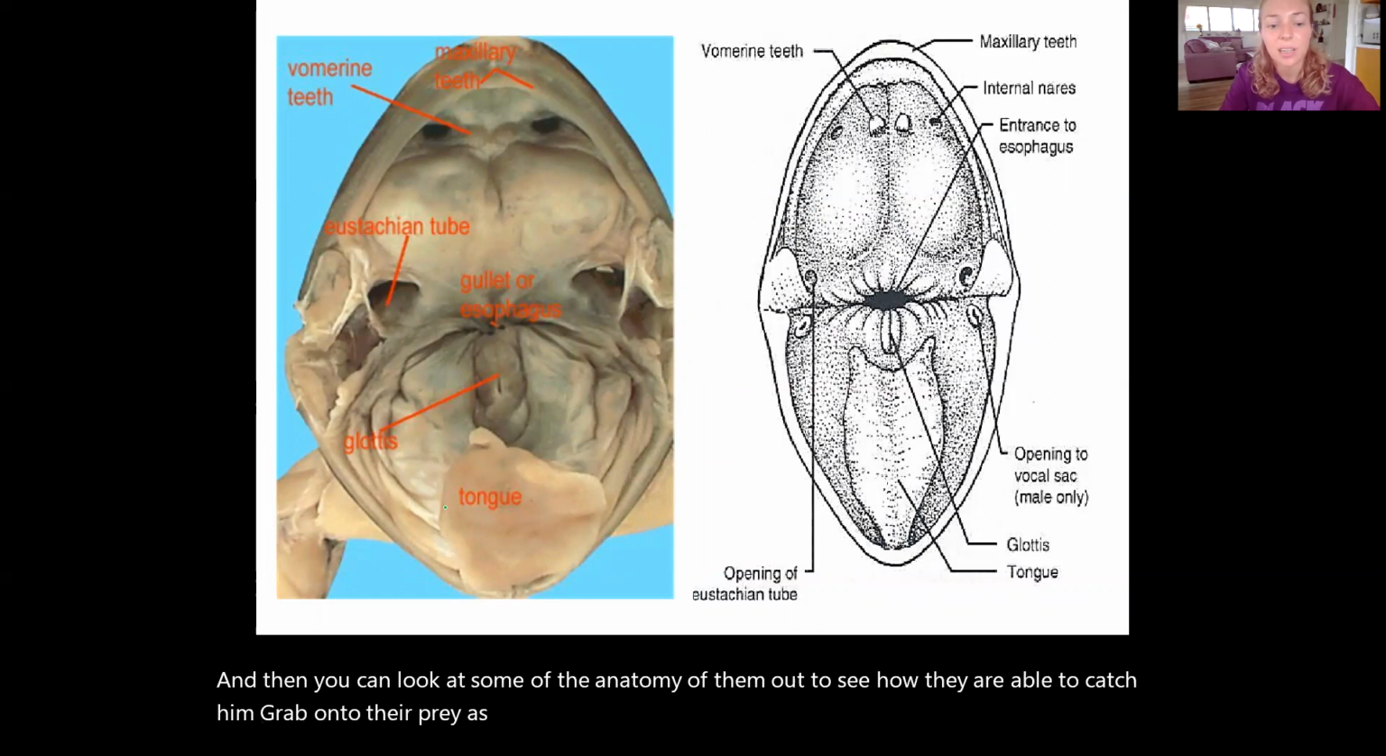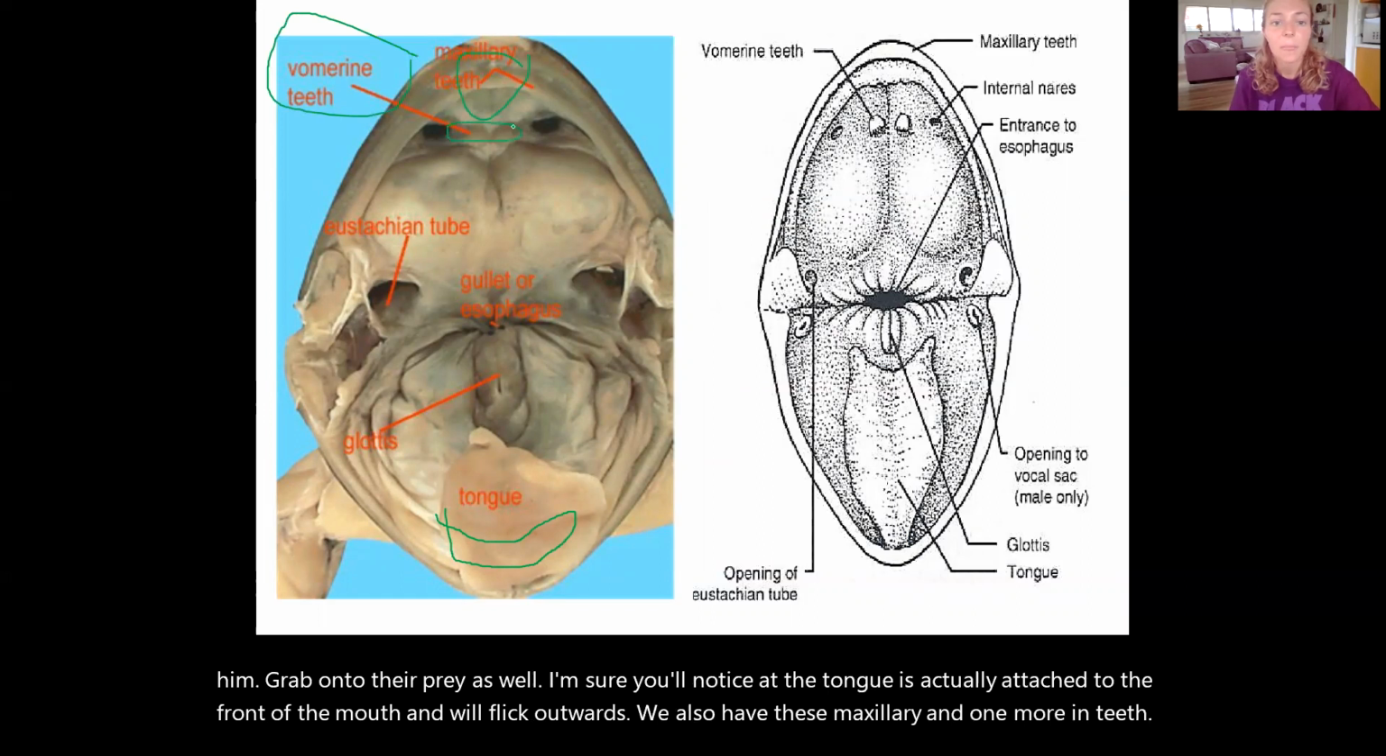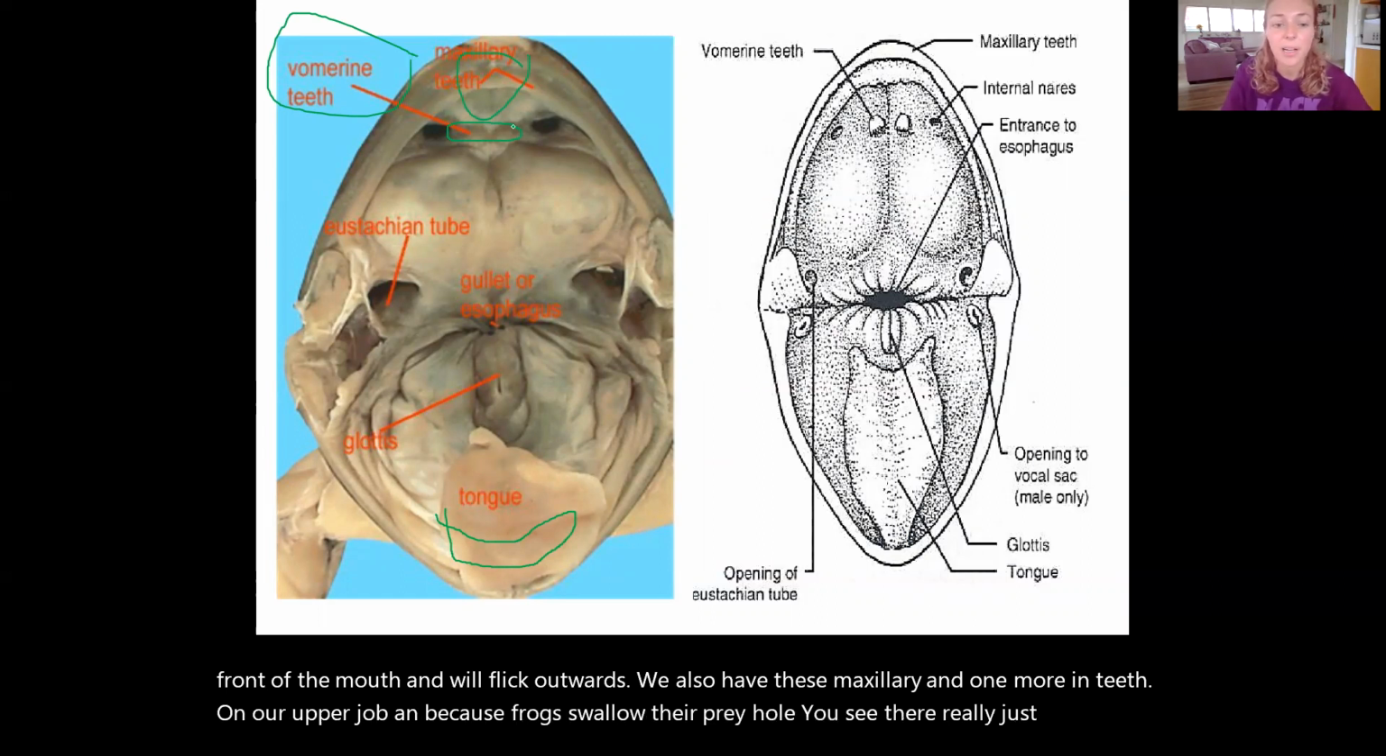So you'll notice that the tongue is actually attached to the front of the mouth and will flick outwards. We also have these maxillary and vomerine teeth on our upper jaw. And because frogs swallow their prey whole, these teeth are really just used to grasp their prey.